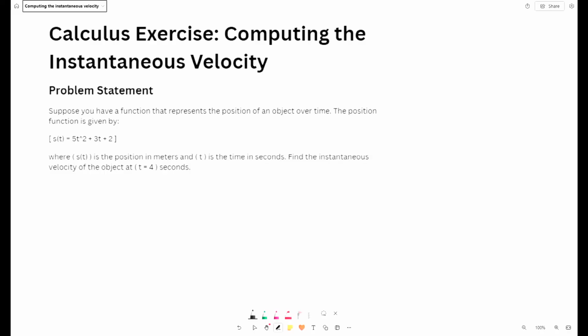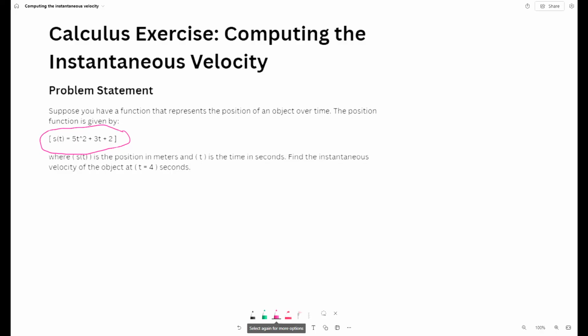Computing the instantaneous velocity. Here's the problem statement. Suppose you have a function that represents the position of an object over time. The position function is given by s of t is equal to 5t squared plus 3t plus 2, where s of t is the position in meters and t is the time in seconds. We need to find the instantaneous velocity of the object at t equals 4 seconds.